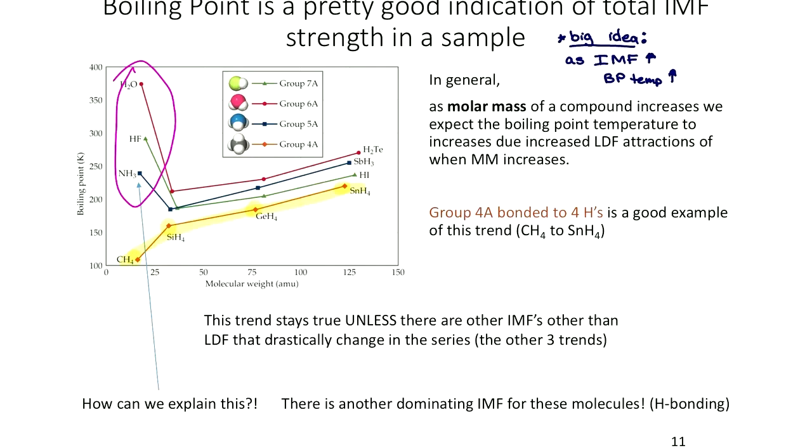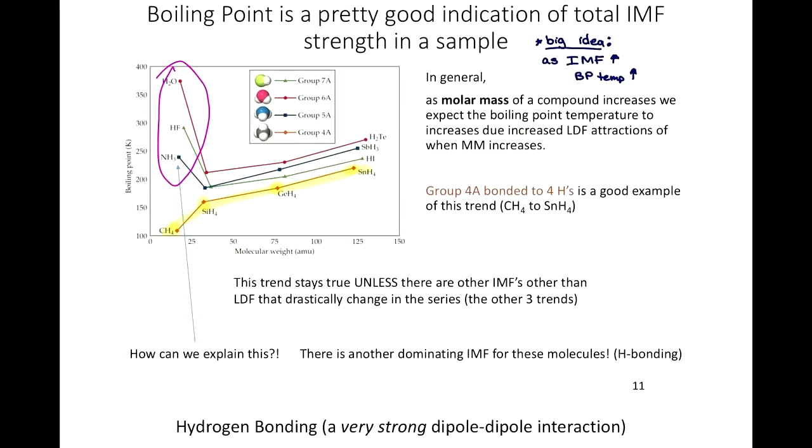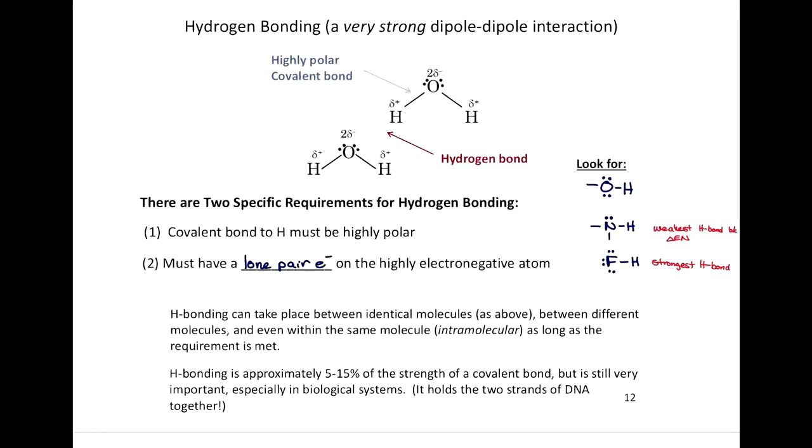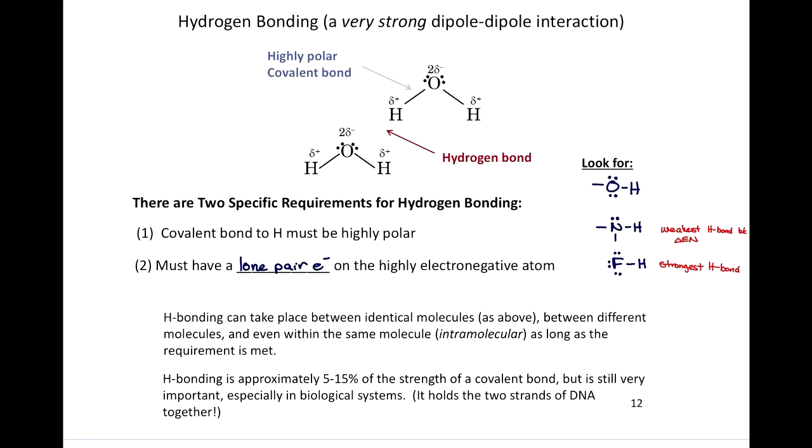This gives us our third intermolecular force, the one that explains these anomalous, high boiling points for water, HF, and NH3. There's another dominating IMF present, and that is a hydrogen bond. A hydrogen bond has very specific criteria. A hydrogen bond is super strong. Basically it is a special case of dipole-dipole attraction that's just really, really strong, and it has very special criteria.